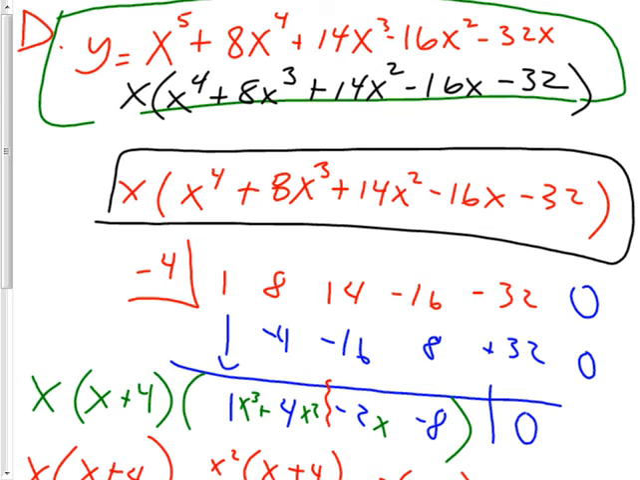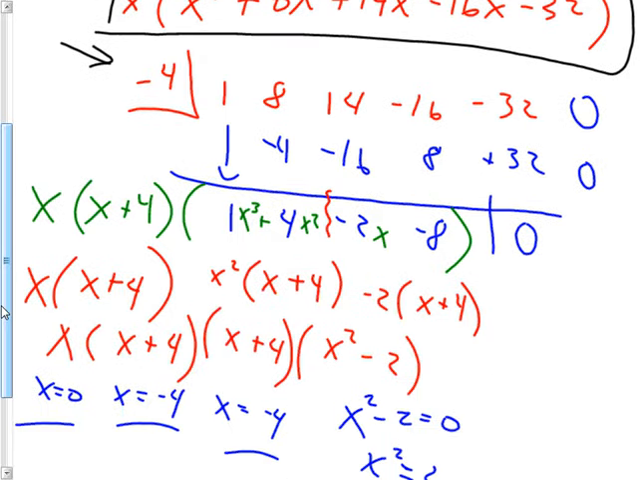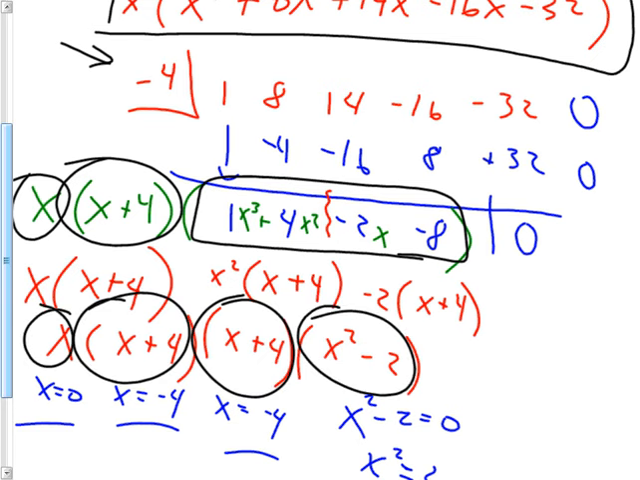Next thing I did, what do you call that? Starts with an S. Synthetic. And I factored it. And then look what happened next. I could take this answer and divide and conquer it. And so I had my x that I took out originally, then I had an x plus 4, and then when I divided and conquered, I ended up with an x and an x plus 4 and another x plus 4 and an x squared minus 2.